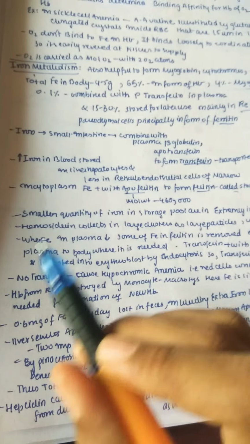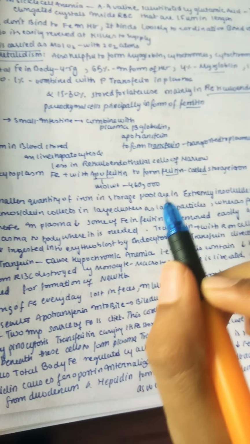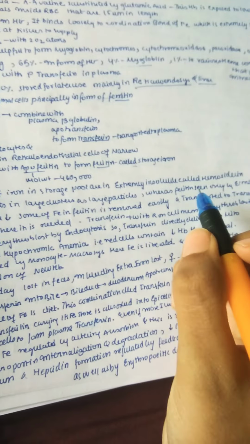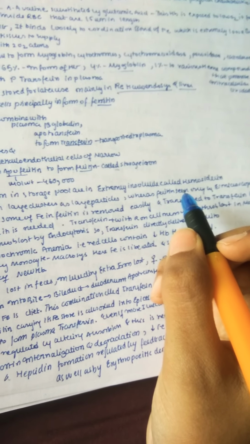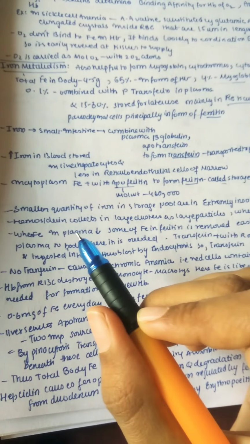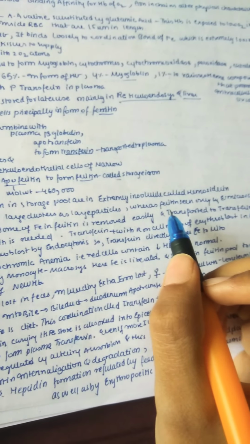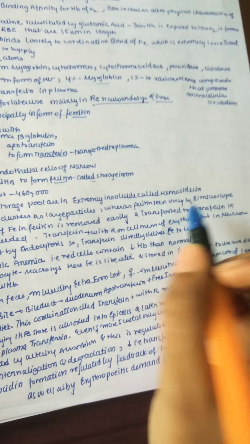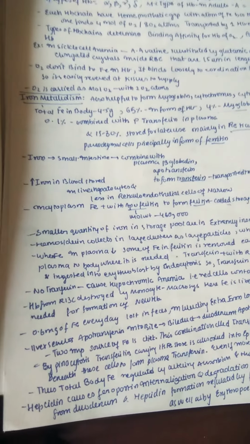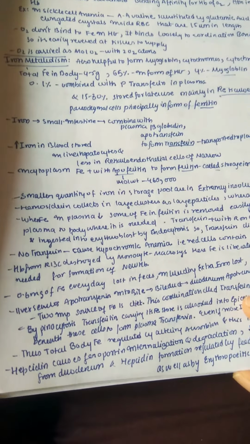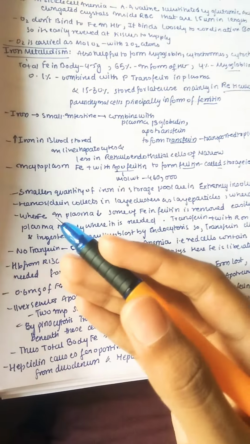A smaller quantity of iron in the storage pool is in an extremely insoluble form called hemosiderin, and hemosiderin collects in large clusters as large particles, whereas ferritin is seen only by electron microscope. So you can see hemosiderin is bigger, but ferritin is seen only under the electron microscope.